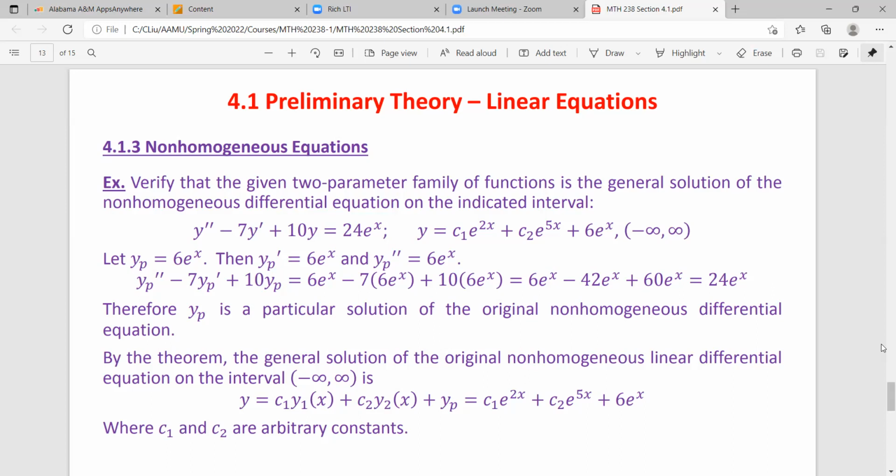So by the theorem, the general solution of the original non-homogeneous linear differential equation will be c1y1 plus c2y2 plus yp, which is c1 e to the 2x plus c2 e to the 5x plus 6e to the x. All right. So I guess this is not very difficult.